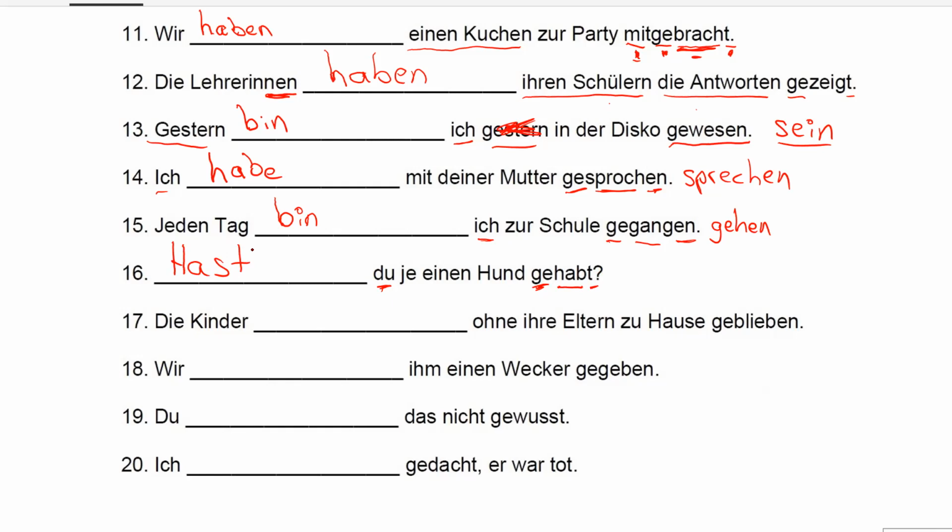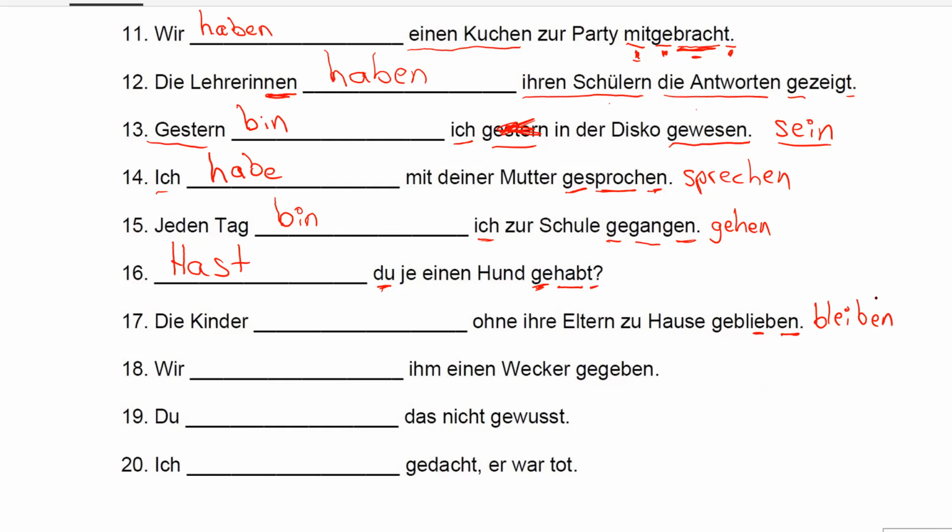Die Kinder, blank, ohne ihre Eltern zu Hause geblieben. Geblieben has a stem change here. It changed from an EI to an IE, and then it also has an EN here for the past participle. This also indicates that this is another irregular verb because the original is bleiben, which has EI instead of IE. Then we also have here that this is an intransitive verb.